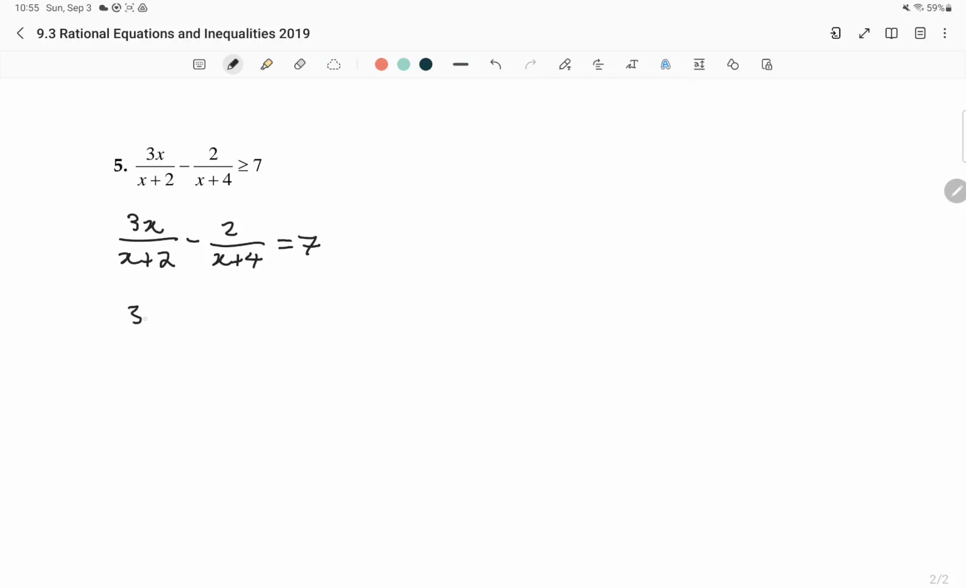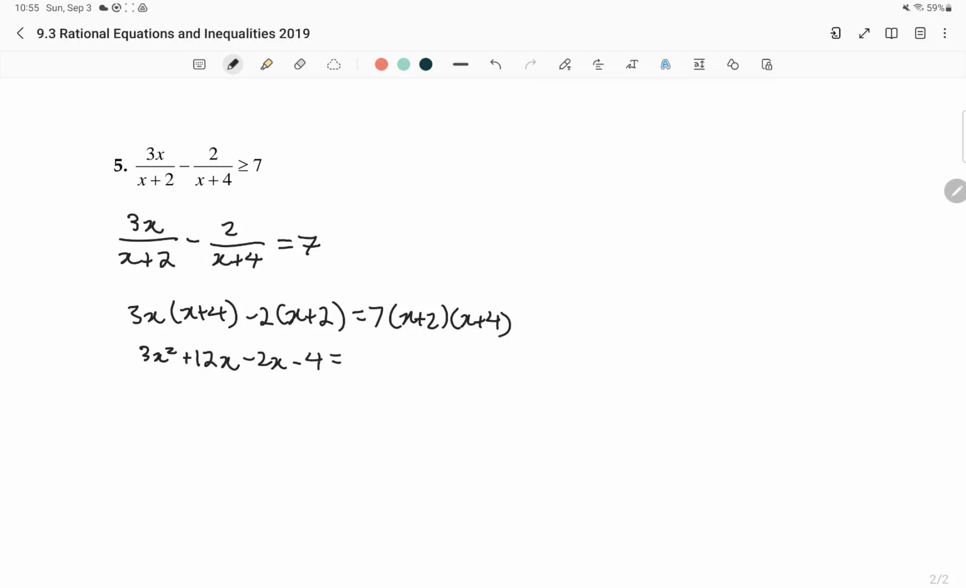That will make things easier. So it's going to be 3x times x plus 4 minus 2 times x plus 2 equals 7 times x plus 2 times x plus 4, like this. And this becomes 3x squared plus 12x minus 2x minus 4 equals 7 times x squared plus 6x plus 8. We're going to do 3x squared plus 10x minus 4 is equal to 7x squared plus 42x plus 56.